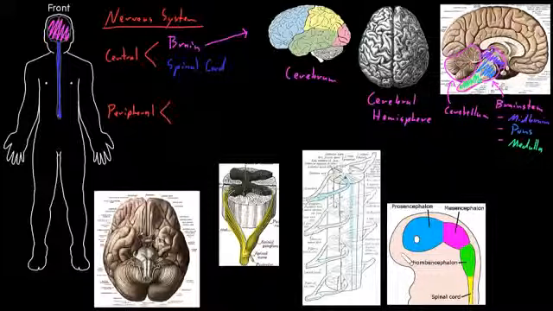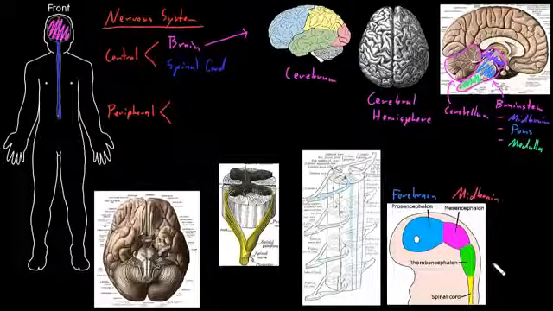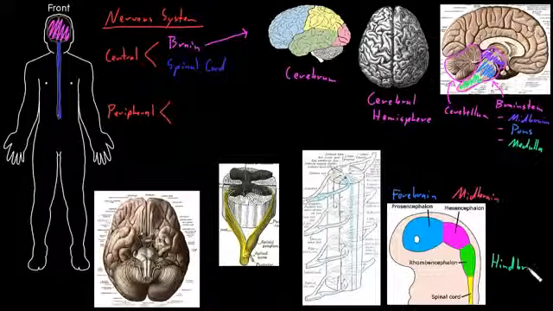So here's a picture of a human embryo, and it's developing its brain here. And this very front part is called the forebrain, which has a longer name of prosencephalon. This part behind the forebrain is called the midbrain, and it also has a longer name called the mesencephalon. And then the part behind the midbrain is called the hindbrain. It also has a longer name of the rhombencephalon.